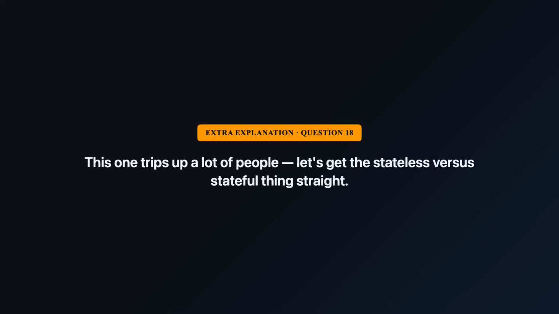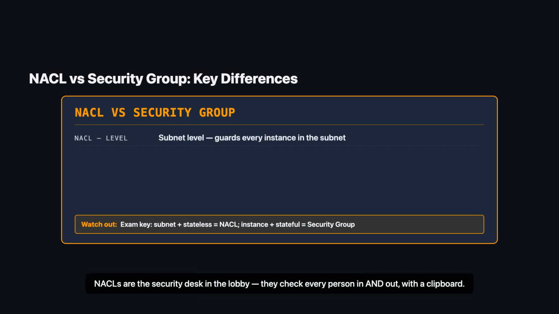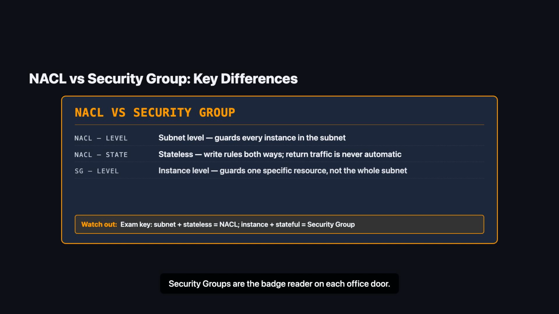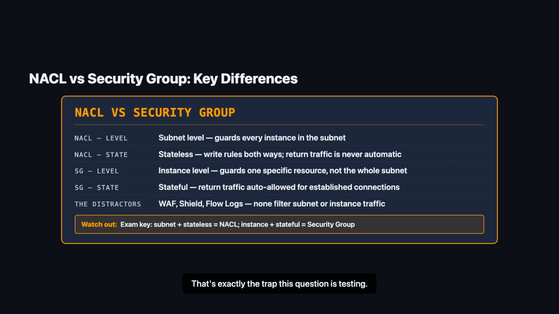This one trips up a lot of people. Let's get the stateless versus stateful thing straight. Think of your VPC like an office building. NACLs are the security desk in the lobby. They check every person in and out with a clipboard. If you allow port 443 inbound but forget to write a matching outbound rule for the response, those packets get dropped. Security groups are the badge reader on each office door. They remember you badged in, so your badge lets you out too. No extra rule needed. NACLs guard the whole subnet and are stateless. Security groups guard individual instances and are stateful. Stateless means you write rules in both directions. That's exactly the trap this question is testing.